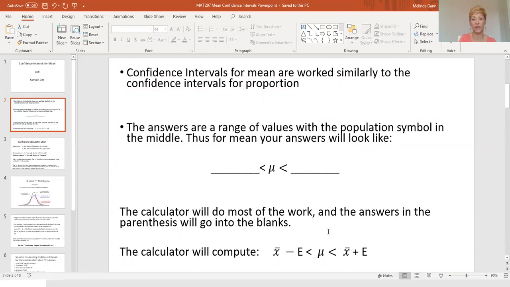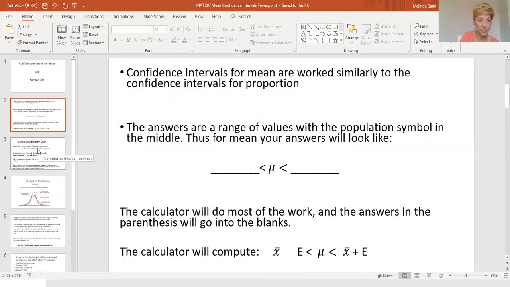Now, here's what the calculator is really doing. The calculator is taking a sample mean and subtracting a little bit of error, and a sample mean and adding a little bit of error. Just like last time, it took p hat because that's the proportion of a sample, and subtracted error and added error. Well, since we're doing mean, it's going to do the same thing for mean. So the calculator is going to do all the work. So when you see that you're doing a confidence interval for mean on your paper, you write a mu, not an X bar, but a mu between two blanks. And the calculator is going to give you the number to put in the blanks.